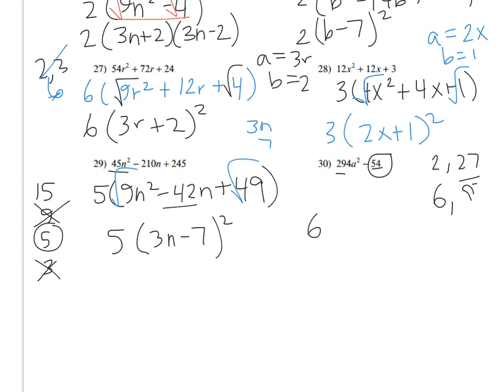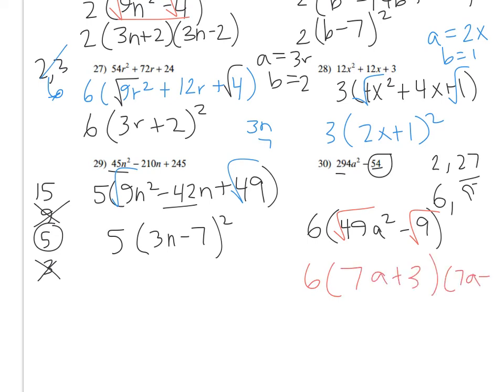So I do 6 times, this is 49a squared minus 9. In this case, I can take the square root of this and the square root of this. So it's going to be 6 times 7a plus 3 and 7a minus 3.